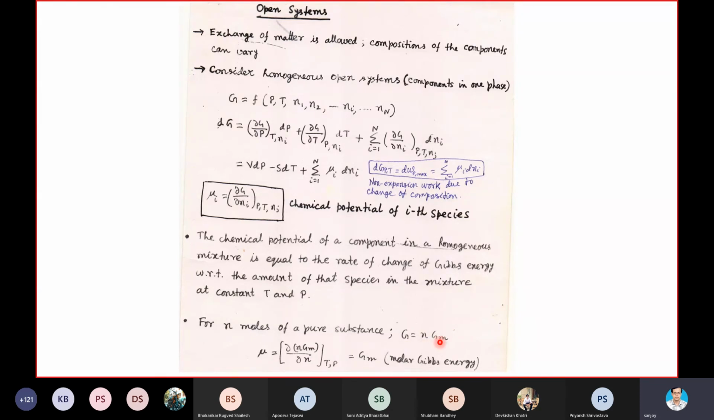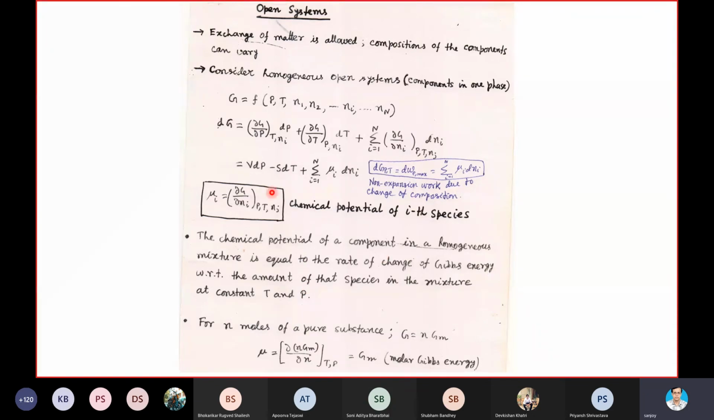Gm is the molar Gibbs energy. Suppose per mole Gibbs energy is this. Then if you have n number of moles, you can simply write N times Gm, because this is an extensive property. So for a pure substance, G can be written as N Gm. So chemical potential for a pure substance is nothing but the Gibbs energy change per mole, or the Gibbs energy per mole of that particular species. So the molar Gibbs energy is basically the chemical potential for a pure substance.